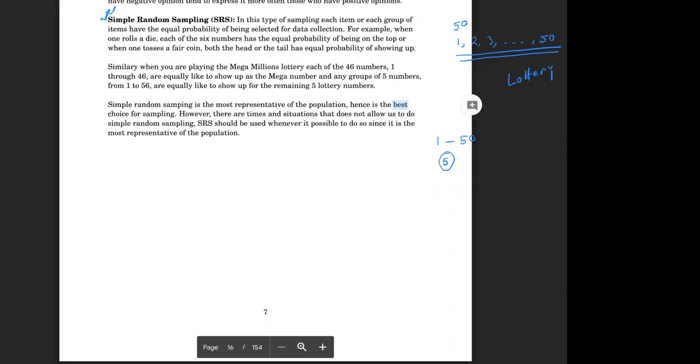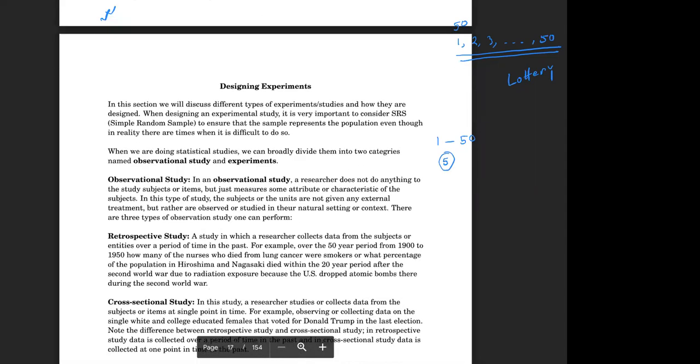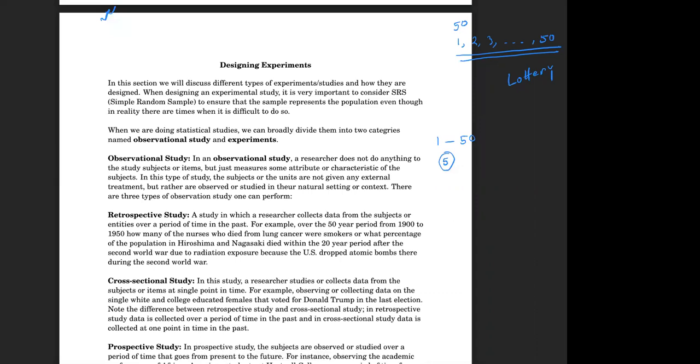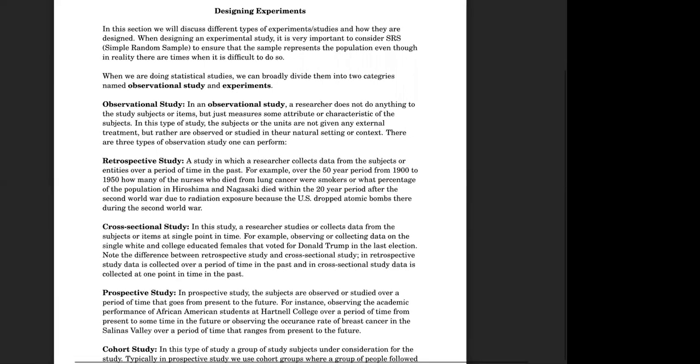Okay, so let's move on to the next topic. So we're going to talk about designing experiments.